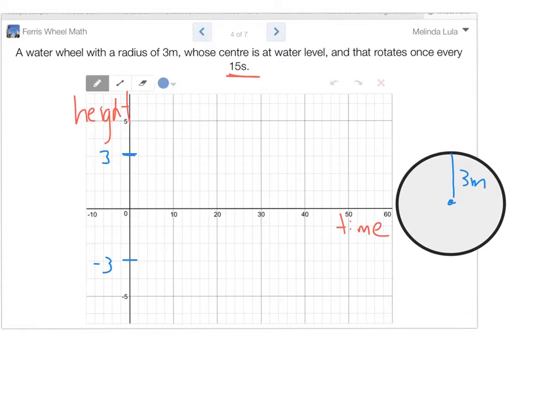Okay, so let's assume that we're starting at the top of the wheel and it's going to go around. So the top would be the maximum, so at time 0 we have a maximum of 3. It says that it circles every 15 seconds, so the next time we hit a maximum, will it be at 15 seconds? The minimum will be halfway between the two maximums that I have there. So halfway between would be 7.5. So at 7.5, I will have a minimum at negative 3.